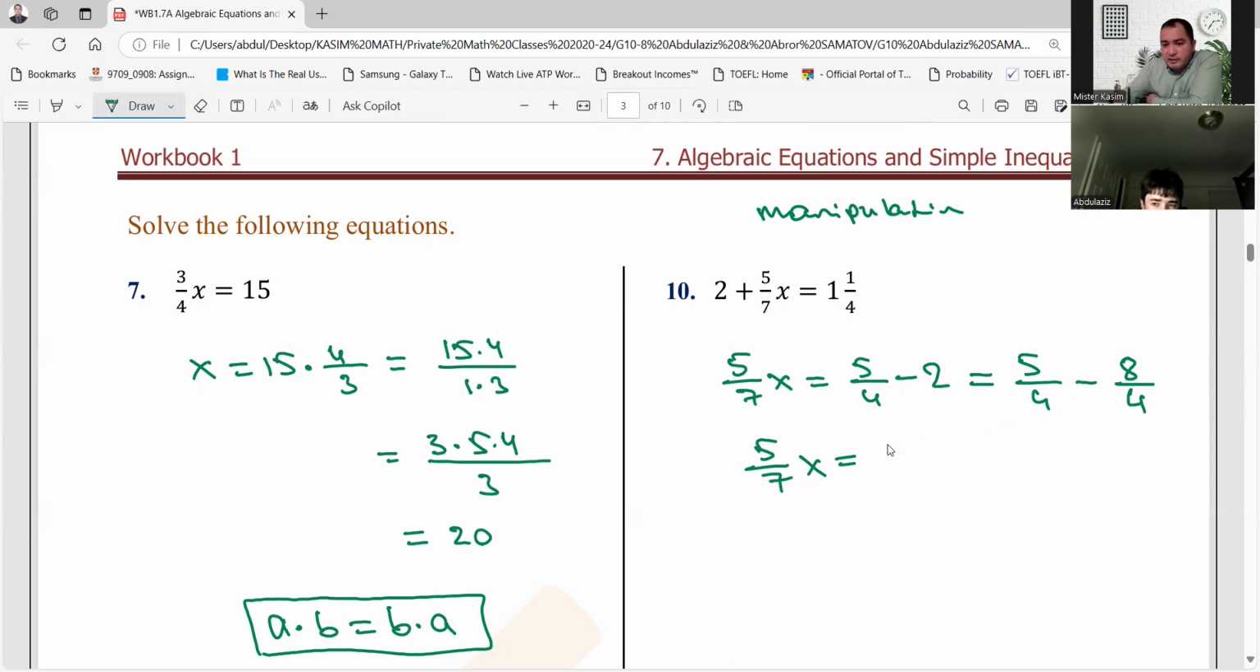5 minus 3, negative 3 over 4, right? And now we just take this to the left-hand side. x will be equal to negative 3 over 4 times 7 over 5. And this, guys, we cannot simplify. Now just multiply them. 3 times 7, 21. 4 times 5 is 20.